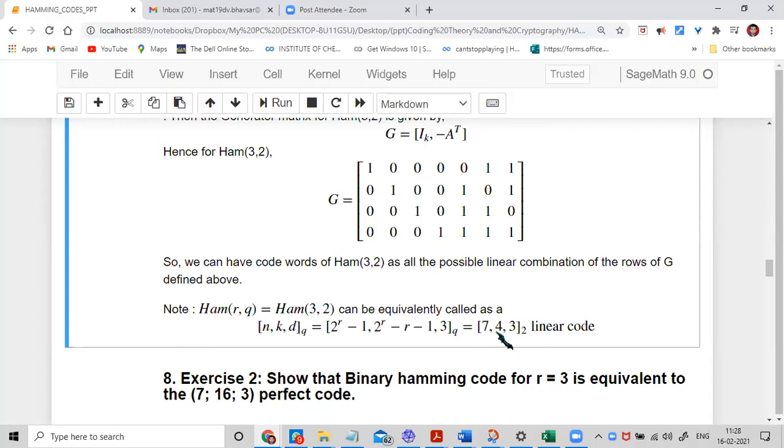See, all of you look at this before going further. Can you construct the entire code now from the G? What is the size of the C from G? From G, now don't look into any other aspects. Q raised to K, 2 raised to K. Here, what is K? Number of rows of G. 4, right? 2 power 4.